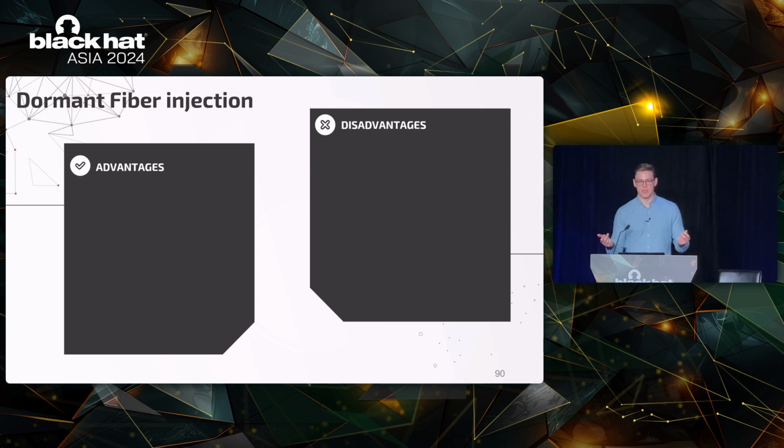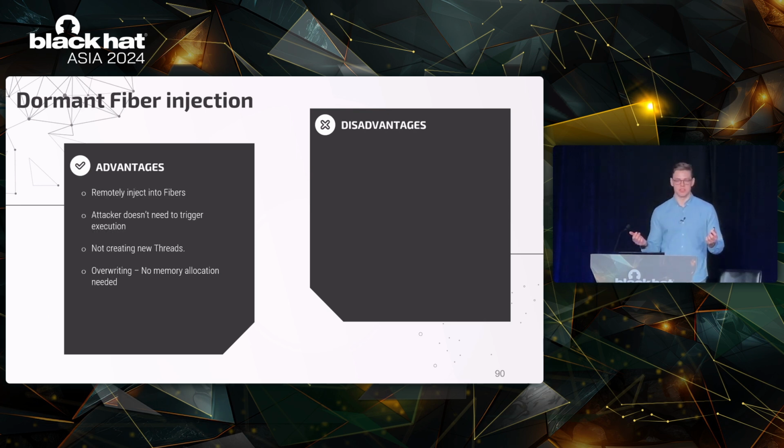So the advantages of this, well, we can now target processes using fibers and inject into them remotely, which we couldn't do before. There's also no need for us to trigger the execution because we just rely on the inherent switching of that application that we've injected into. We're also not creating any new threads. And when we're overwriting fiber code, we're actually not, providing there's enough space, allocating remotely any new regions of memory. We're just changing the permissions on that memory region.